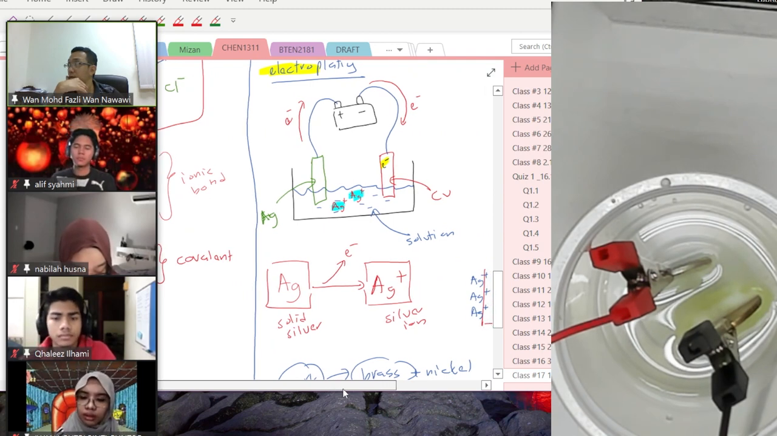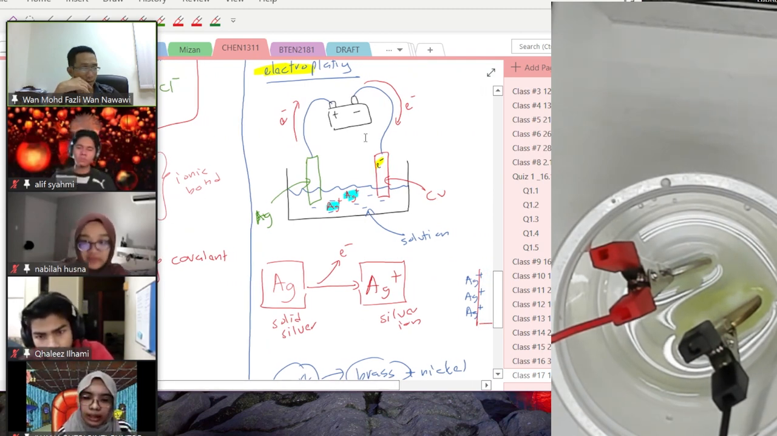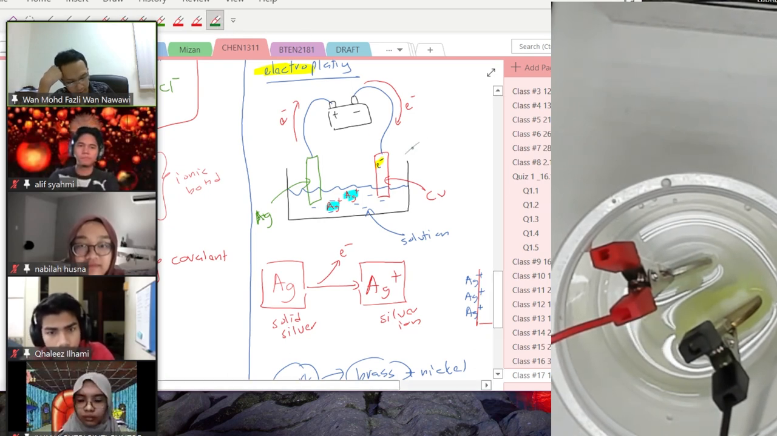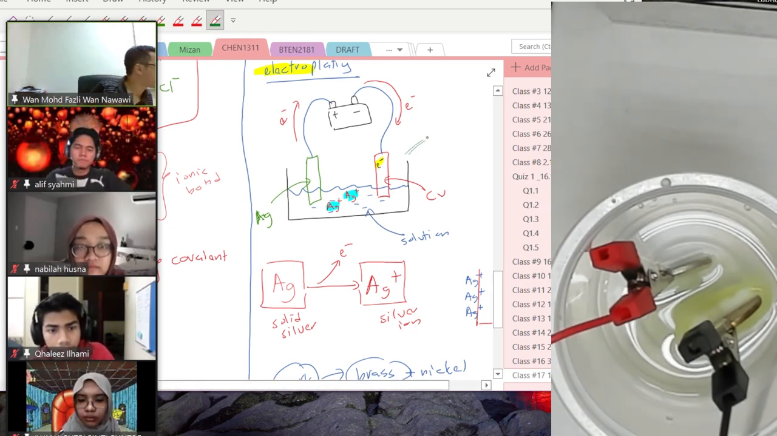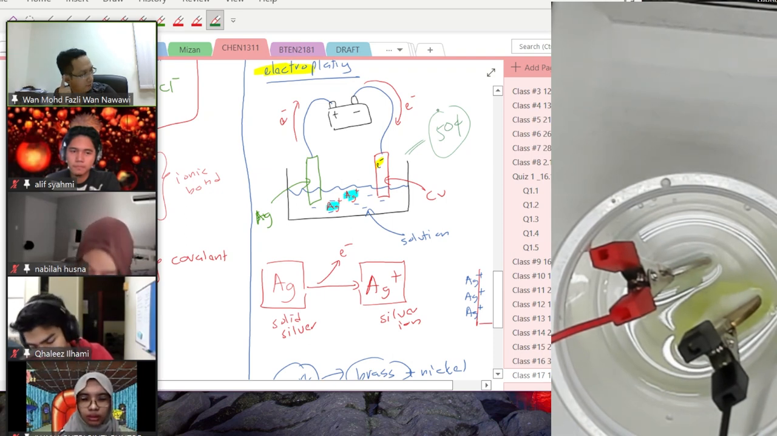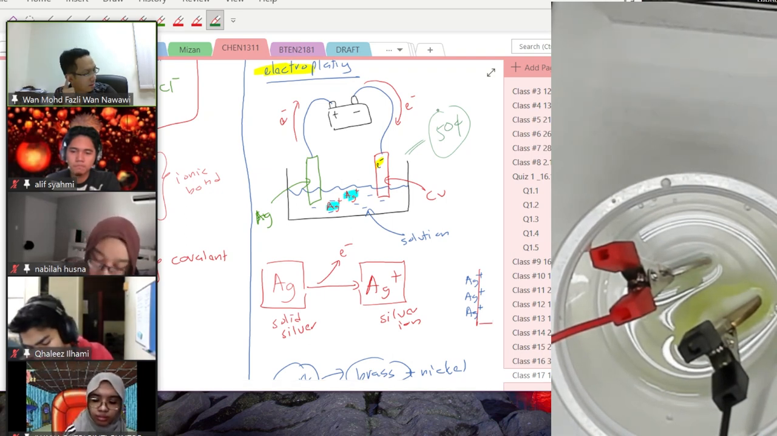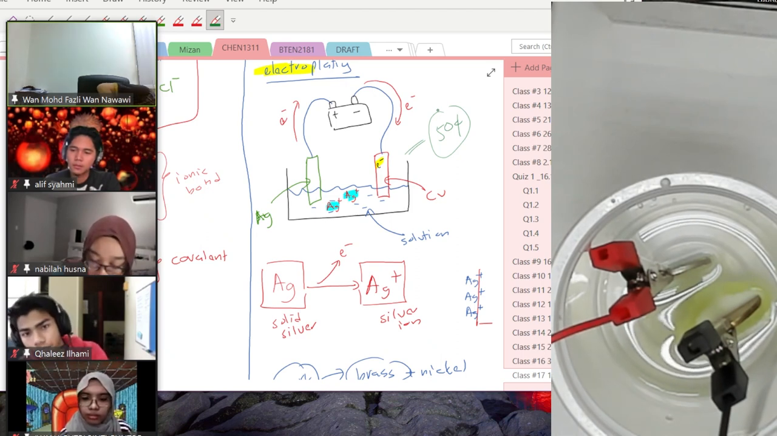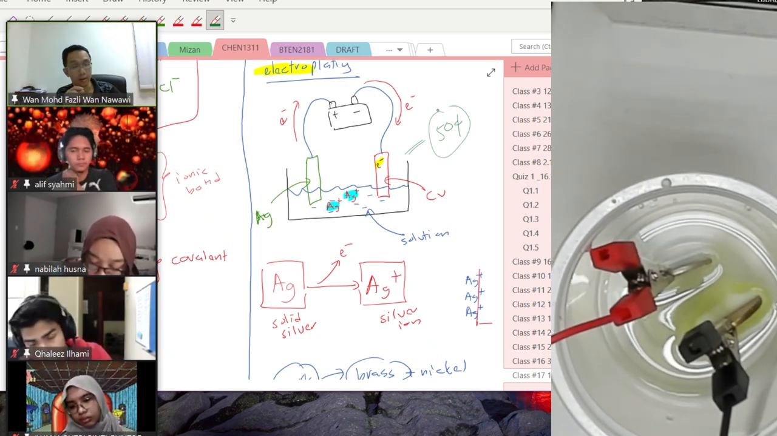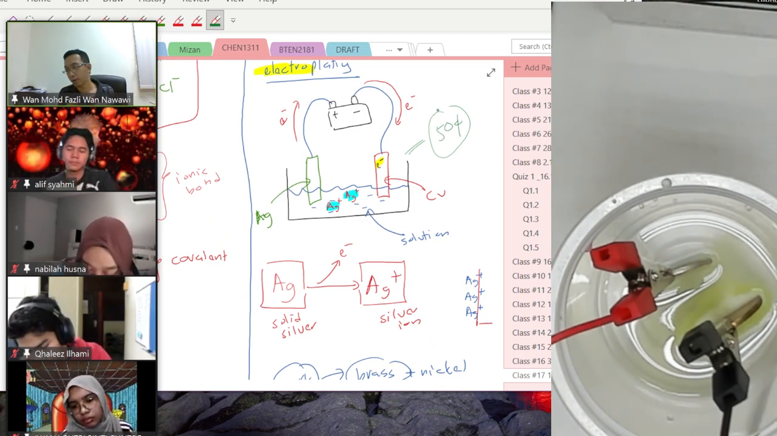Okay, so basically what happened now, the negative part here is basically the 50 cent. Negative, 50 cent. Imagine this 50 cent here. So what happened now, you can see the 50 cent. So what will happen is that the 50 cent is basically coated or not coated.